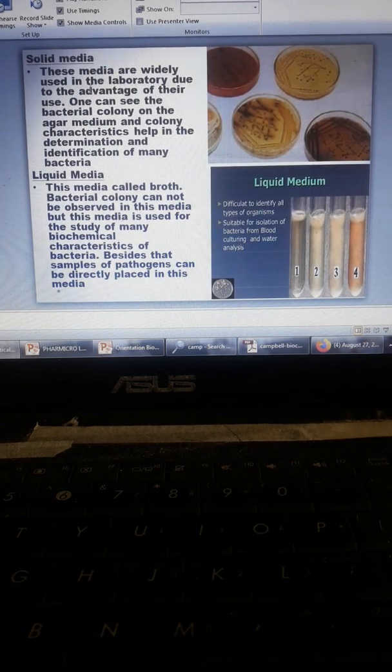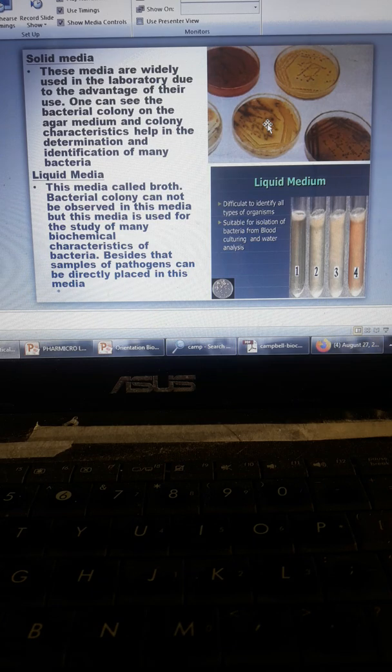Next, solid media. These media are widely used in laboratory. This is a very common advantage of their use. So one can see the bacterial colony on the agar medium, and colony characteristics help determination and identification of many bacteria. So this is considered to be a solid media. So kung solid siya, this is very common. Ang pinaka-common na encounter tayo usually is the agar. Okay? So makita niyo yan ang mga colony, form yan. That is already a colony. Okay, meaning the bacteria already grow because of the nutrients that is present from that medium.